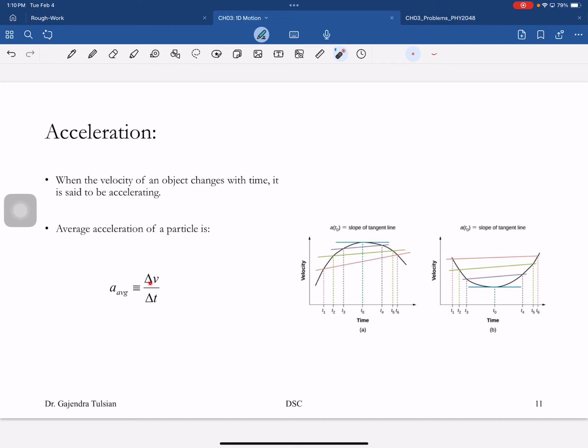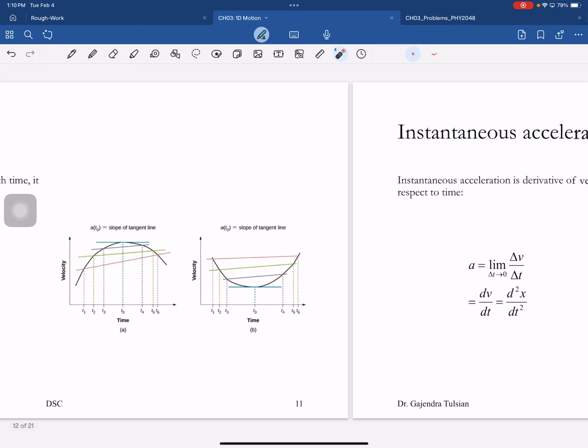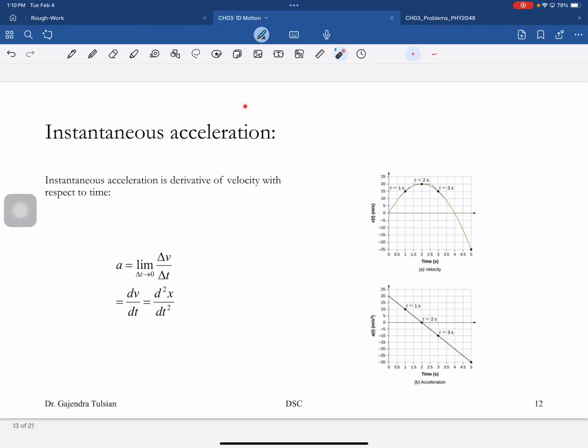So average acceleration is change in velocity over time. What we're interested in is instantaneous acceleration. It's average acceleration in the limit delta t going to 0. And that is dv by dt. So the acceleration is the time derivative of the velocity, which is the second time derivative of the position with respect to time.